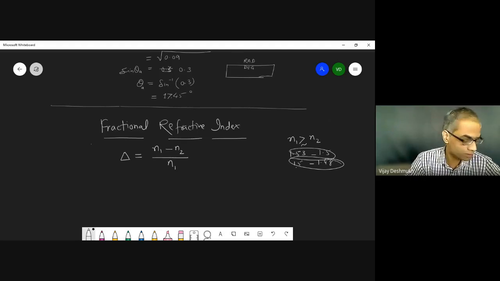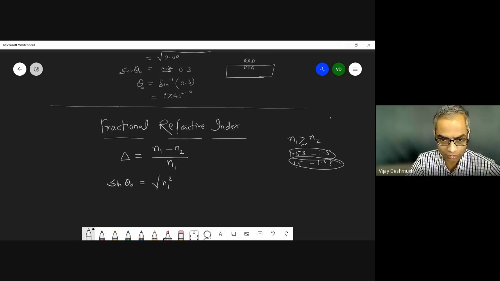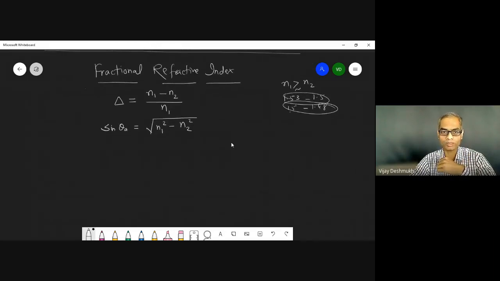Okay. So this is how we have defined the refractive index. Okay. Now, fractional refractive index. Now we have the formula sin theta A is equal to square root of N1 square minus N2 square. And now the question is, we have to convert this formula in terms of delta.